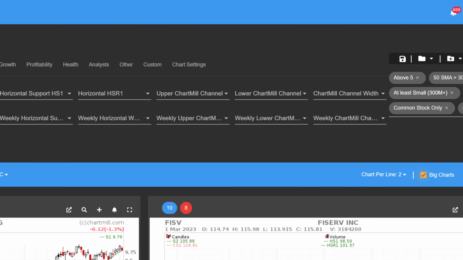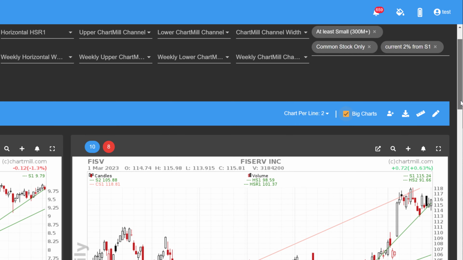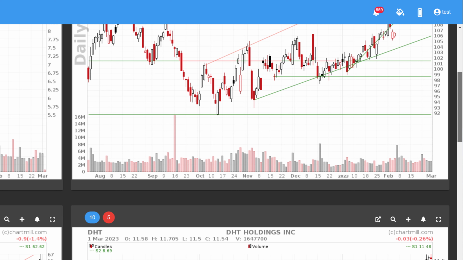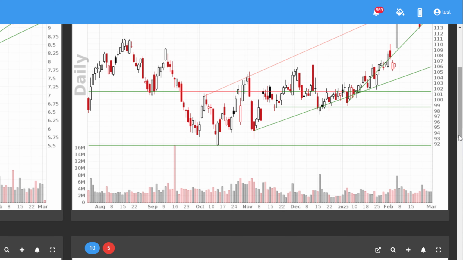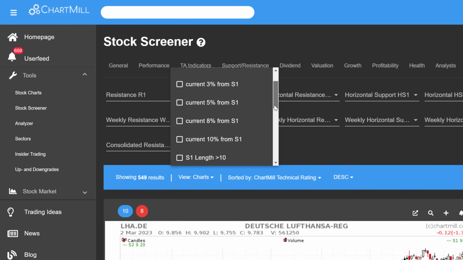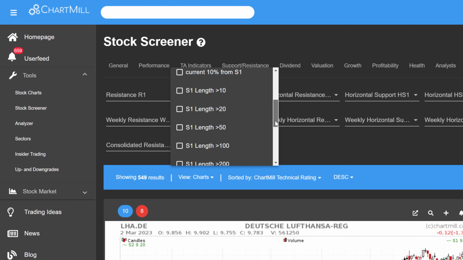The selected filter appears in the filter field in the upper right corner. ChartMill will now only show stocks which are at maximum 2% from the nearest green diagonal or horizontal identified support. But that's not all. In the same tab, you can also indicate how long the identified support should already exist. You do that by scrolling further down and determining the S1 length. You can set it from bigger than 10 to bigger than 200.